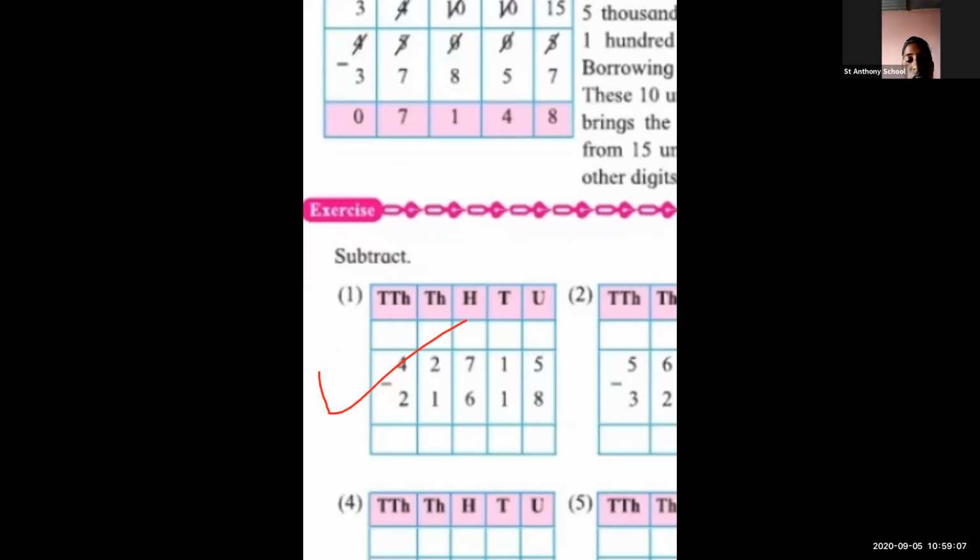Give me the answer in the chat box. Everyone cleared this sum? Okay, good. Very nice. Now we will go to our next sum. Be ready for the next sum.